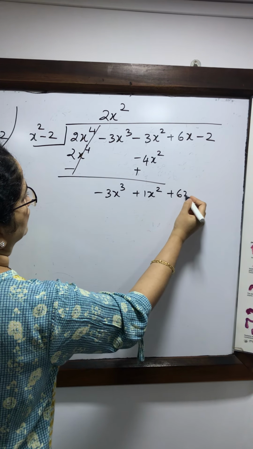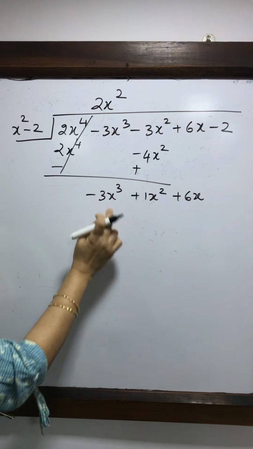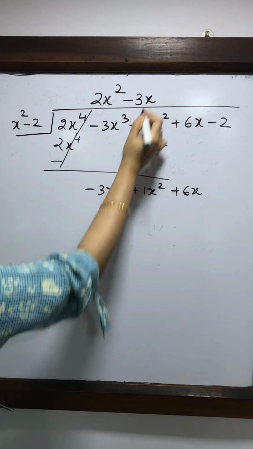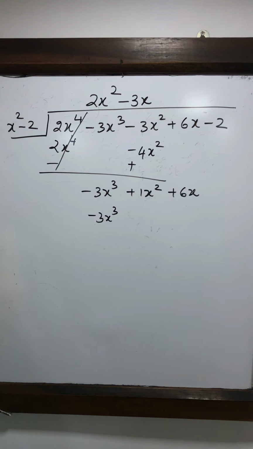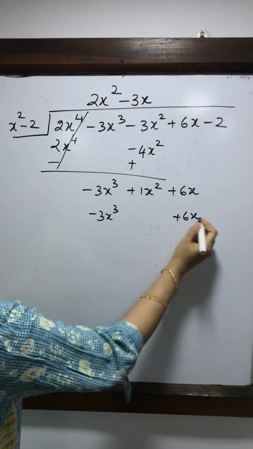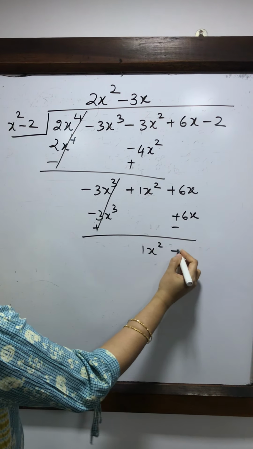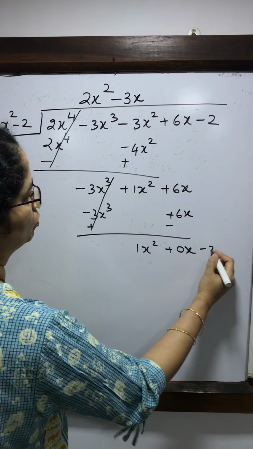We will bring 6x down. The next term of the quotient is by dividing minus 3x cubed with x square. So that is minus 3x. So we get minus 3x cubed. When I multiply this by 2, we'll get positive 6x, which I will write here. I change sign, cancel the first term and write the remainder. I'll bring minus 2 down.